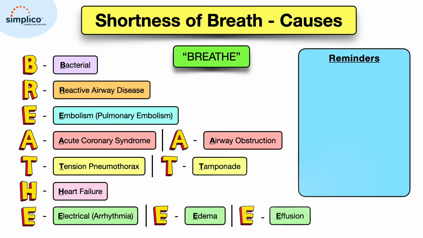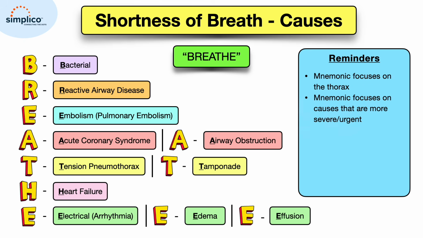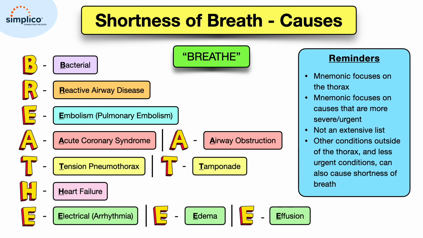So you can see how this is a great mnemonic to remember some of the main causes of shortness of breath. A few reminders: this mnemonic focuses on the thorax, mainly problems with the lungs and heart, and it also focuses on conditions that are more urgent. This is not an extensive list, and there are conditions outside of the thorax and other less severe conditions that can also lead to shortness of breath. But this mnemonic is useful to help you remember some of the main causes.